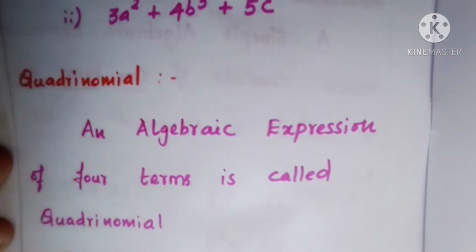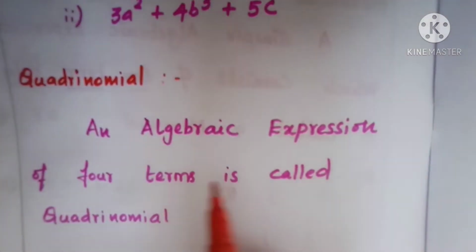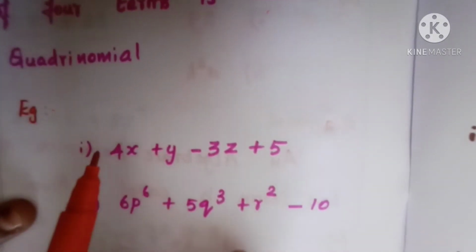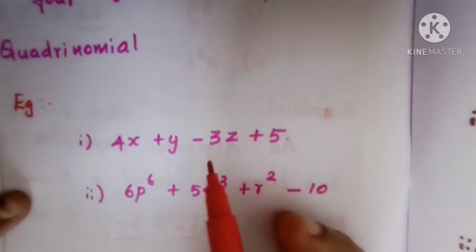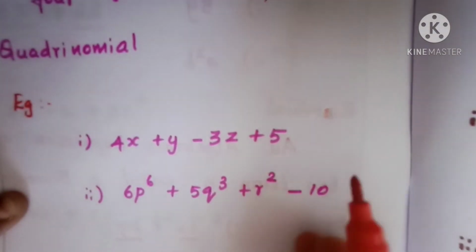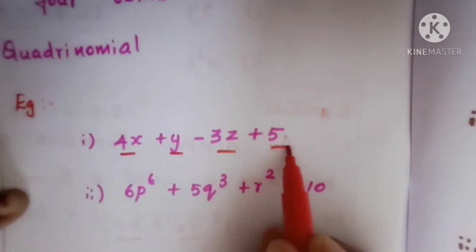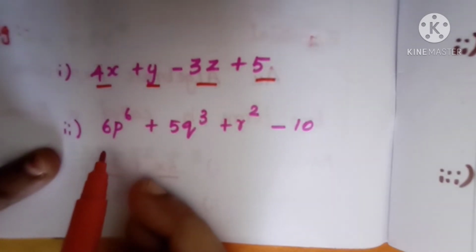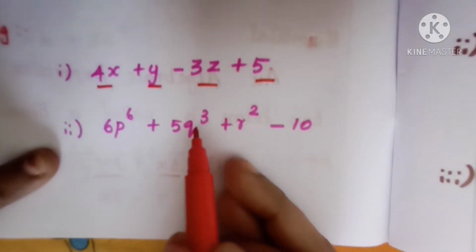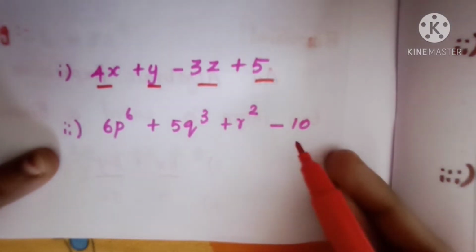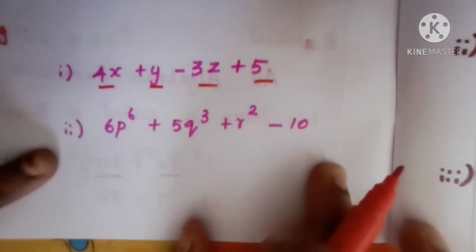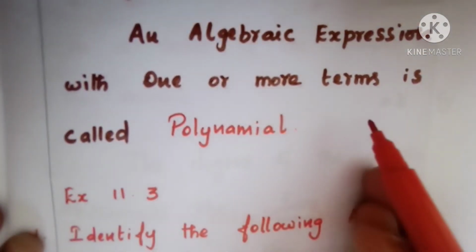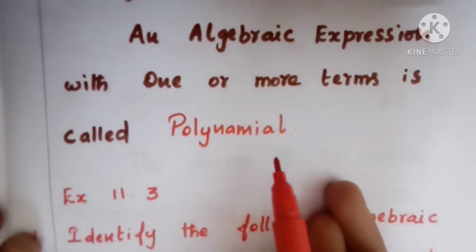Next, quadrinomial. An algebraic expression of 4 terms is called quadrinomial. Example 4x plus y minus 3z plus 5. So totally it has 4 terms. So we can call it as quadrinomial. And second example 6p power 6 plus 5q cube plus r square minus 10. It has also 4 terms. An algebraic expression with one or more terms is called as polynomial.